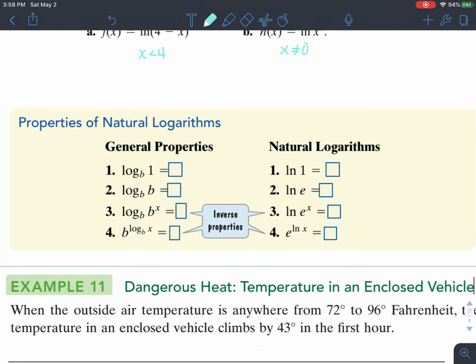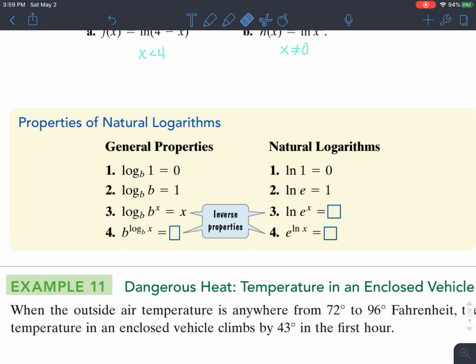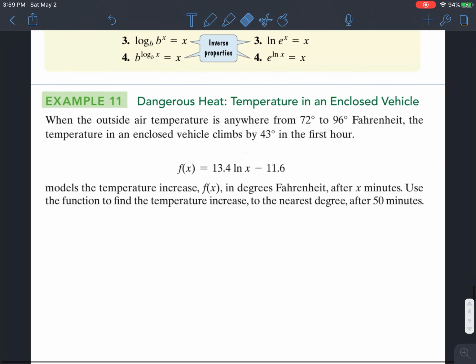And then we have another one of these little summaries here, it's just the same but with a natural log. So log b of 1 is 0, ln 1 is 0. Log b of b is 1, ln e is 1. Log b of b to the x is x, ln of e to the x is x. Okay, we're almost done.